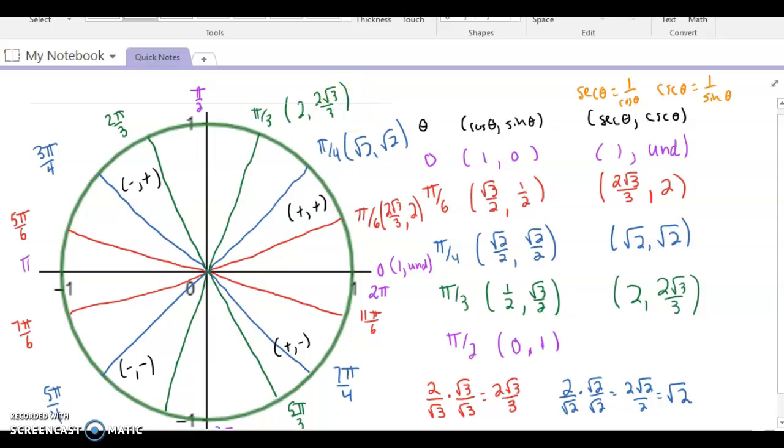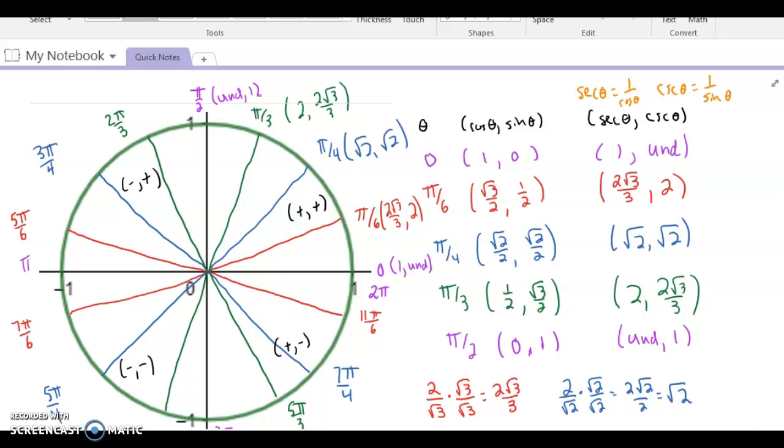And then at pi over 2, I'm right on that axis right there. Again, I'm going to find the reciprocal of those, but now when I find the reciprocal of my cosine value, it gives me an undefined value. The reciprocal of 1 would give me 1. So if you look at the values at 0 and pi over 2, they're kind of flip-flopped there: undefined and 1.